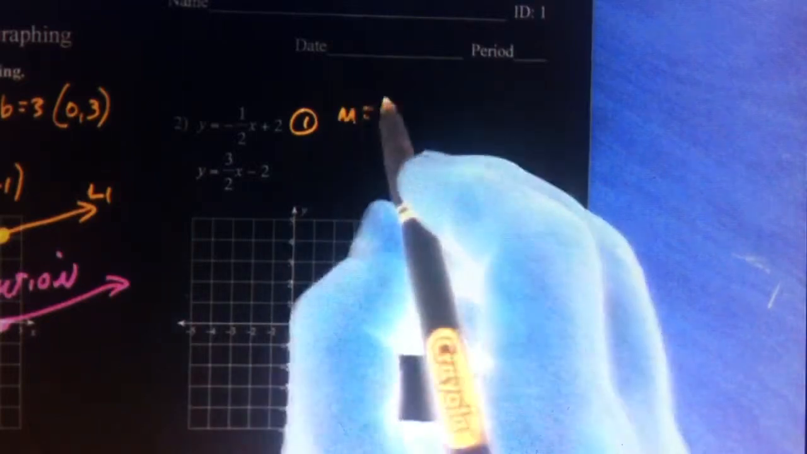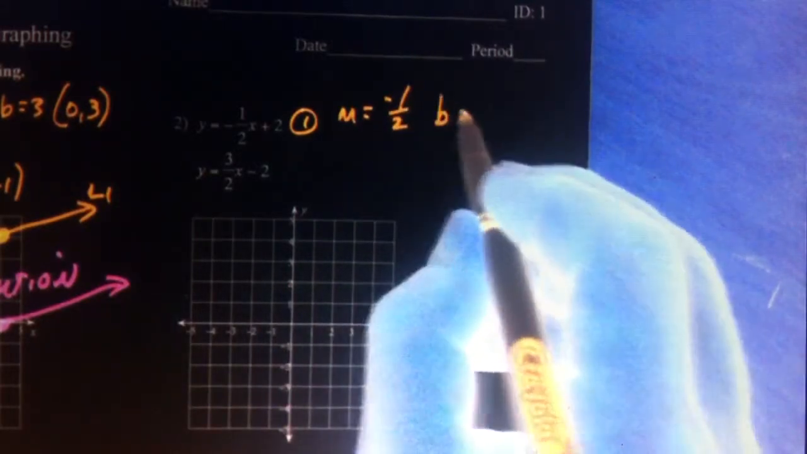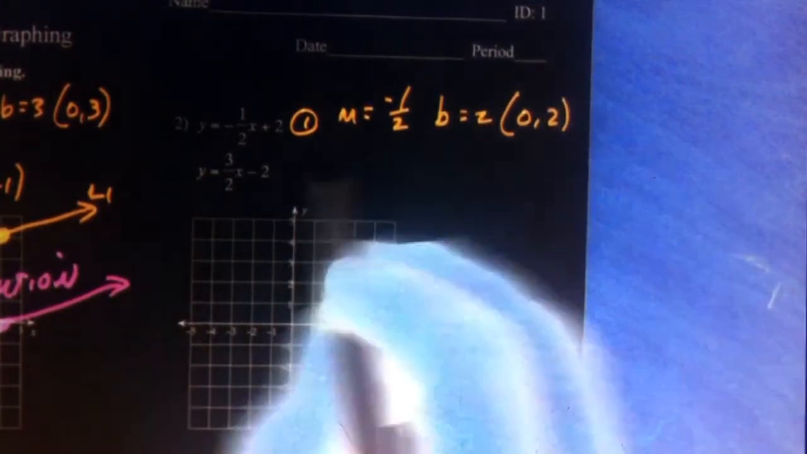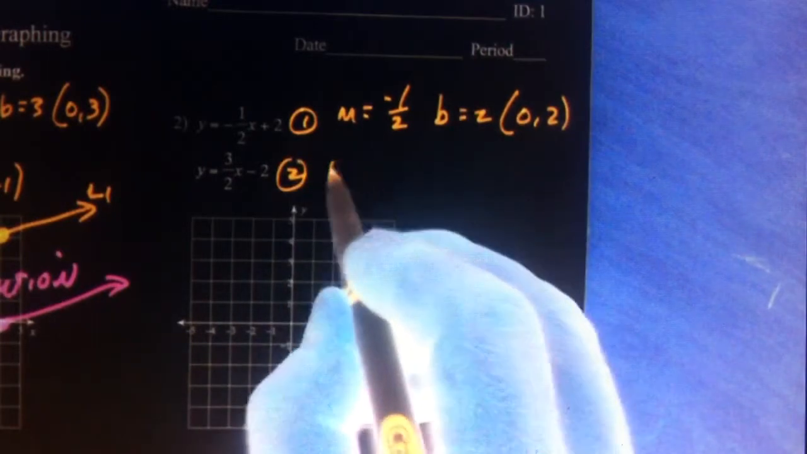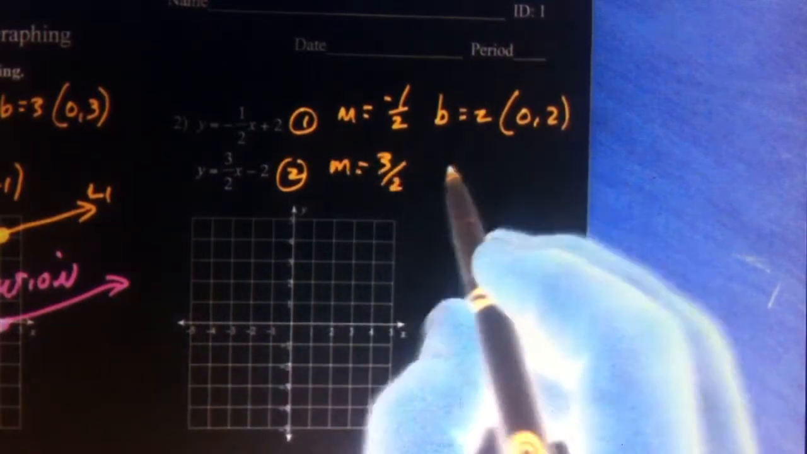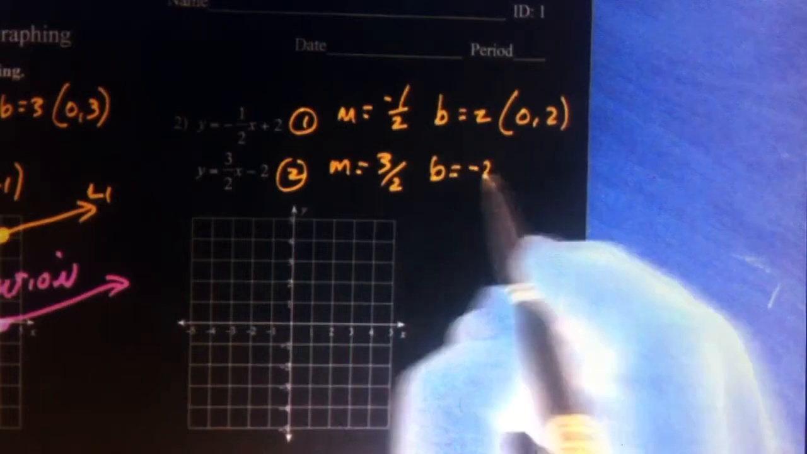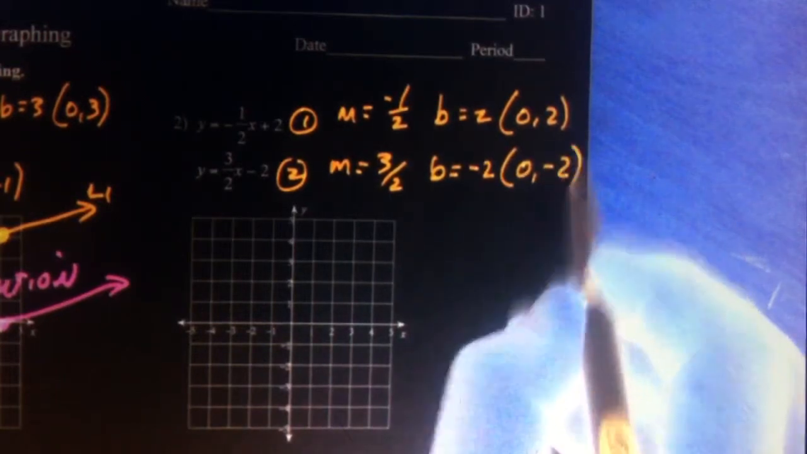y equals -1/2 x plus 2, and y equals 3/2 x minus 2. In equation 1, m equals -1/2 and b equals 2, which means we have the point (0, 2). In equation 2, we've got m equal to 3/2 and b equals -2, which means we go through the point (0, -2).